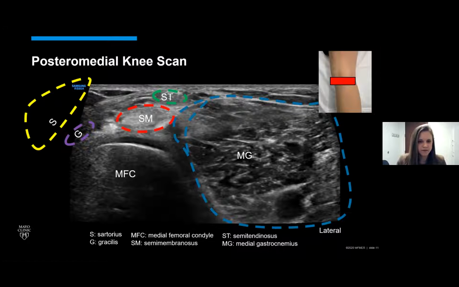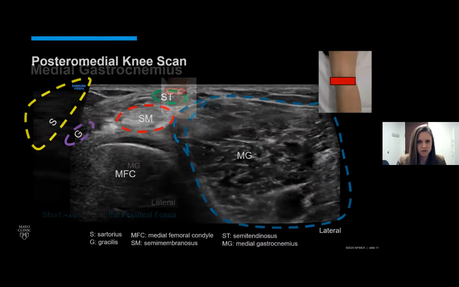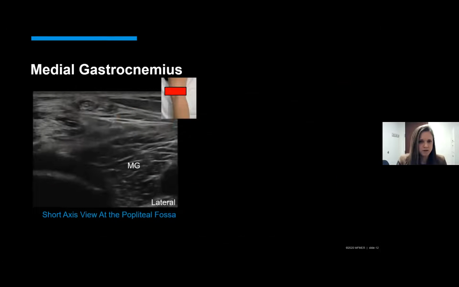And so I find it helpful to keep these relationships in mind and remember this as a place to return to if I get lost within the scan. So throughout the presentation, I'll generally depict the transducer position on the knee in the upper right-hand corner, as well as orientations at the bottom right-hand corner of each image or video.